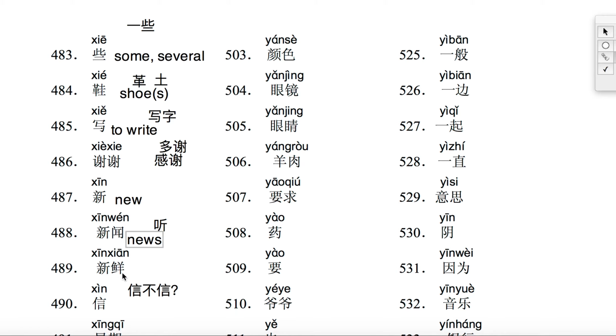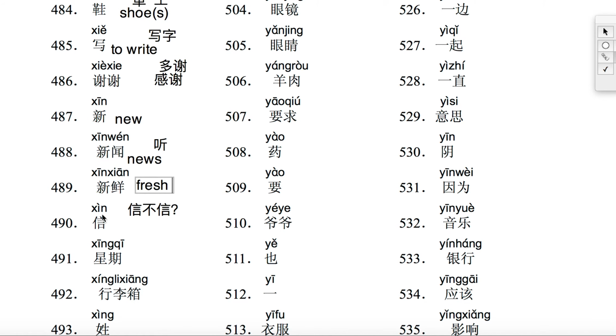489. 新鲜. Both characters are on the first tone. 新鲜 means fresh. How do we know it? 新 means new, as we just learned. And then 鲜. Look at this character. This part is fish, right? 鱼. Fish. And then this part is sheep, like lamb. So lamb and fish, food, right? Fresh food. Okay, new food, fresh.